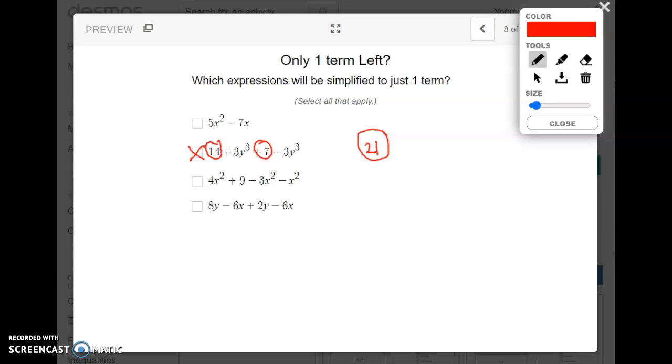What about this? 4x squared minus 3x squared minus 1x squared. So 4 minus 3 minus 1 is 0. So you're just left with plus 9. So this is true. What about this? 8y plus 2y is going to be 10y. So we took care of those. Negative 6x minus 6x is negative 12x. So it's two terms.